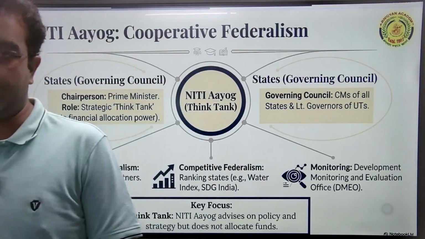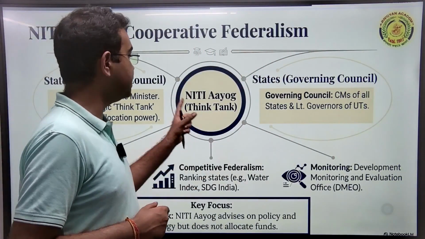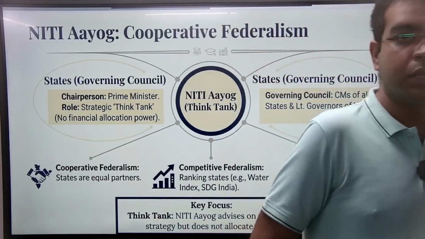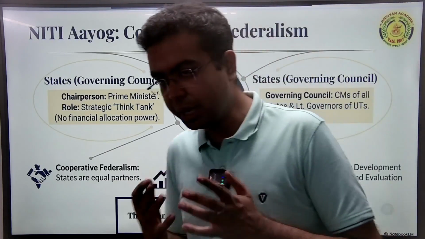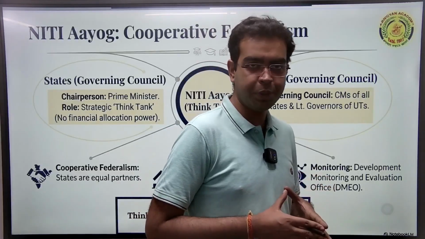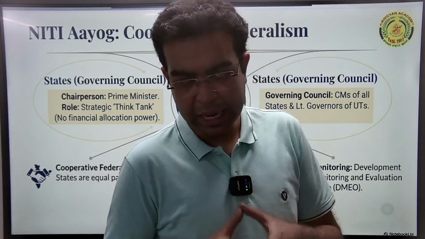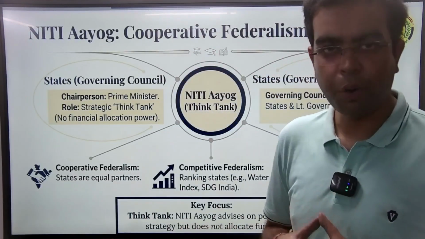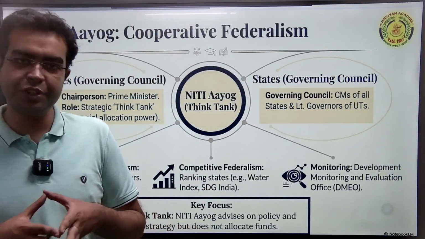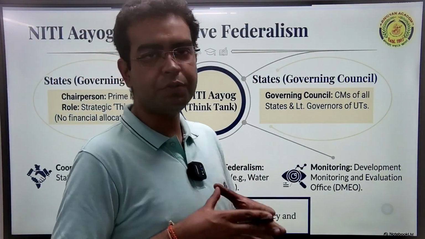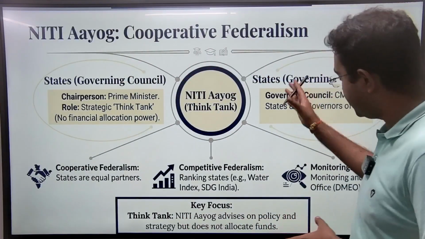Now, here comes the main part. It has a proper representation of the state governments as well. Chief ministers of all the states are part of the NITI Aayog. And for the union territories, for Jammu and Kashmir, Delhi, and Pondicherry or Puducherry, since these union territories have a chief minister, the chief ministers of these union territories are also part of the governing council.